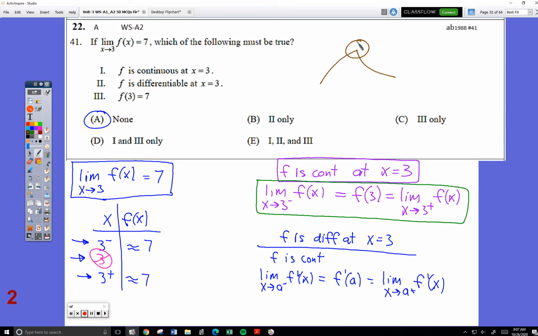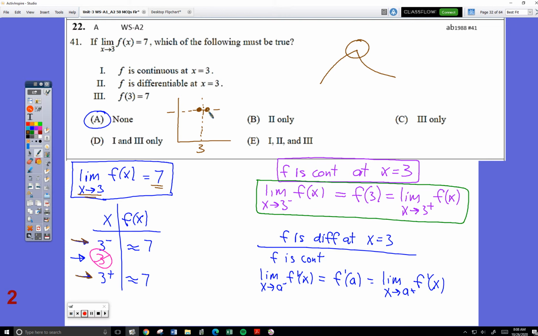Something that helps me when I think of this right here. Knowing that the limit as x approaches 3 is going to equal 7 is telling me that if I had a graph and I'm getting close to x equal 3, the y value is going to get close to 7 on both sides, but I don't know what's happening in the middle. That's why I don't know whether the function is continuous or differentiable.